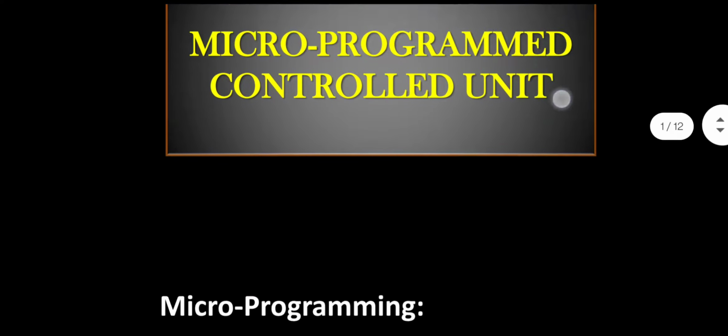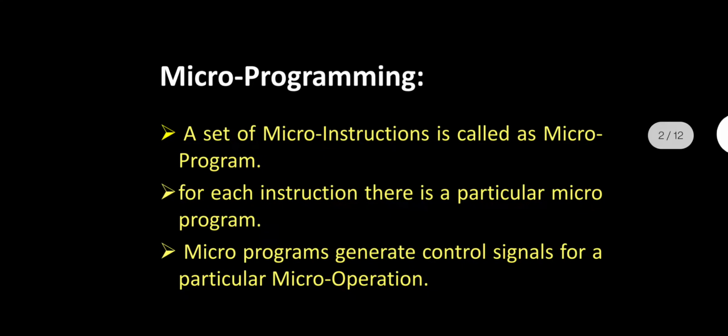Let us discuss the microprogrammed control unit. What is a microprogram? A set of microinstructions is called a microprogram. As we know, a set of instructions is called a program. Similar to that, a set of microinstructions is called a microprogram. For each instruction, there is a particular microprogram. Microprograms generate control signals for particular micro operations.